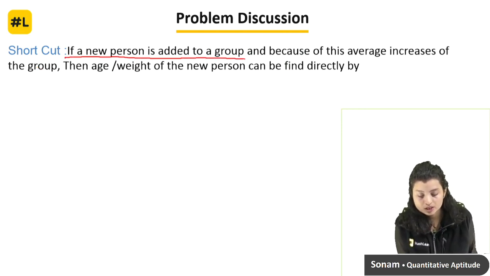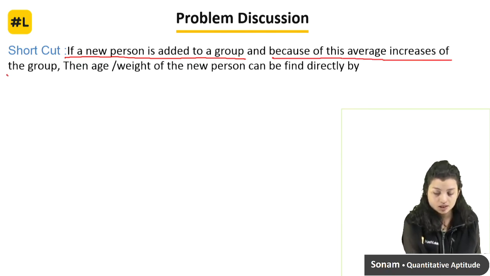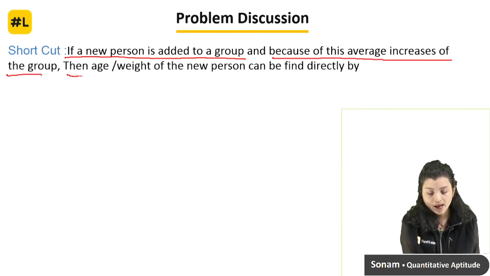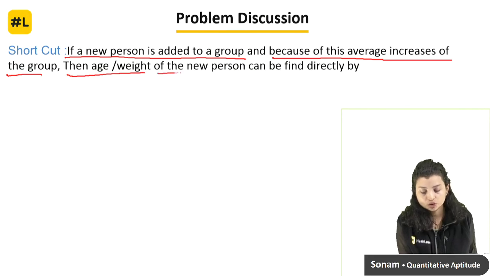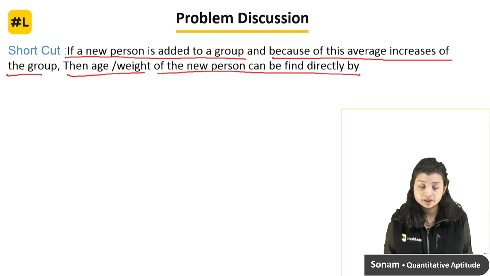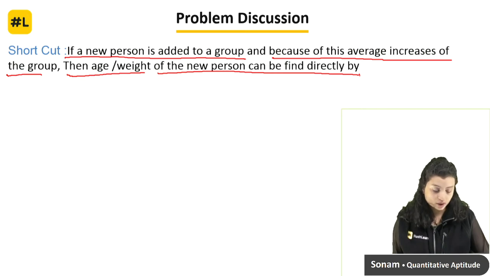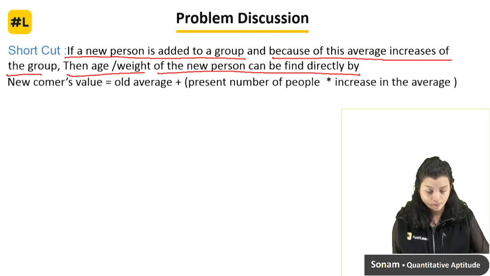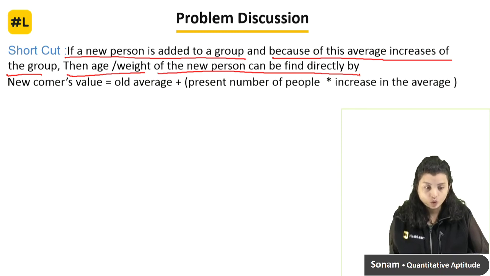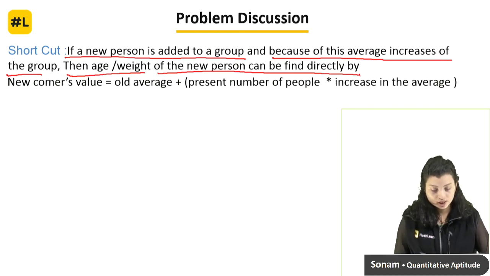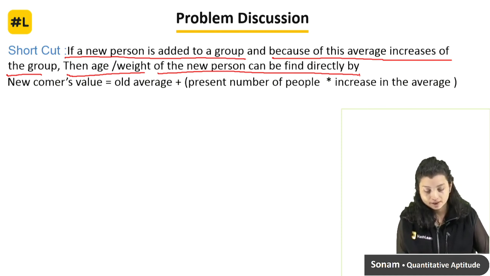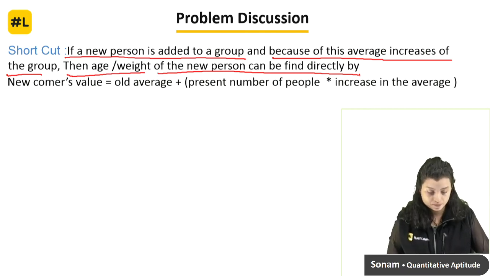If a new person is added to the group and because of this the average of that group increases, then the average weight or age of the new person can be found directly by this formula. Look at the formula carefully. Newcomer's value is equal to old average plus present number of people into the increase in average. Let's go back to the previous question and try to apply the same shortcut.